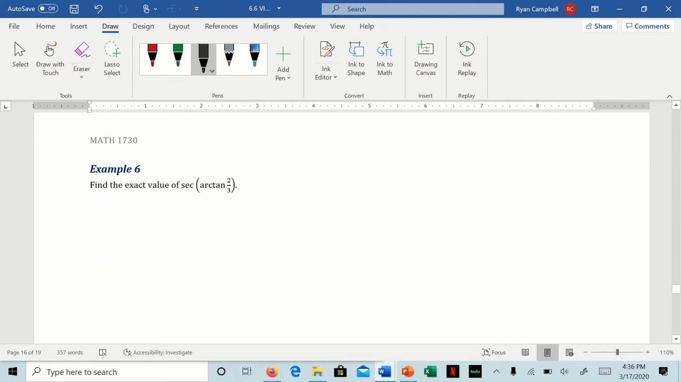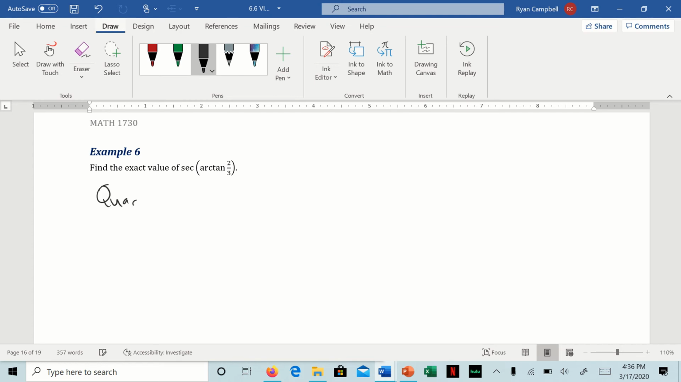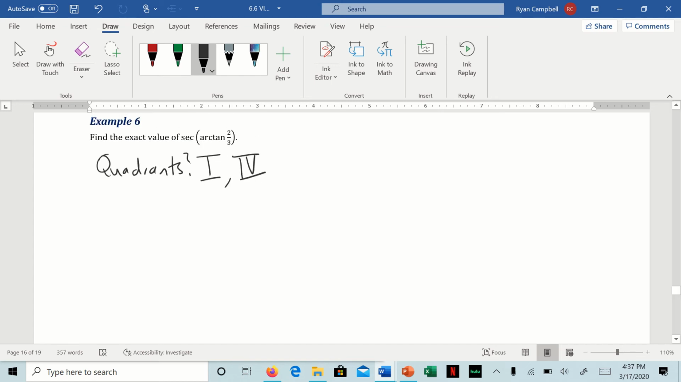So now we're just going to do some more examples and kind of see where all of these can take us. So we got secant of arctangent of 2/3. So arctangent gives a y value, right? And since it's not taking tangent of arctangent, it's not just going to end up being 2/3. But since we're doing arctangent, what quadrants is arctangent between? Arctangent can only be between the first quadrant and the fourth quadrant. That's super important to know. And since it's positive 2/3, we know we're in the first quadrant.